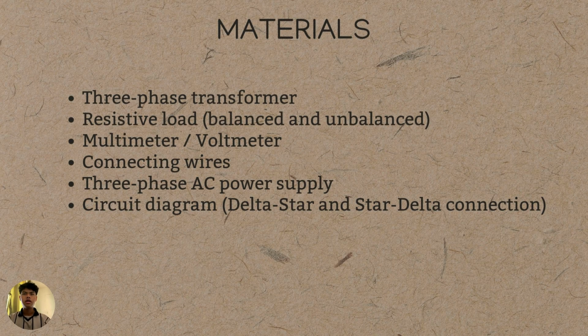Here, I chose the materials: first, a three-phase transformer; second, resistive load, balanced and unbalanced; third, multimeter and voltmeter; number four, connection wires; and number five, three-phase AC power supply; and lastly, circuit diagrams for delta star and star delta connection.